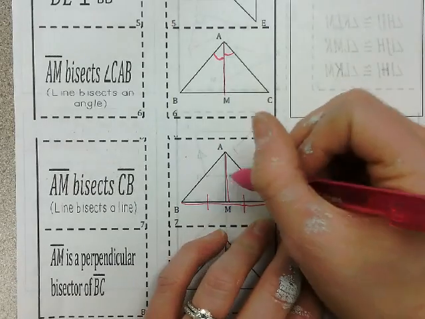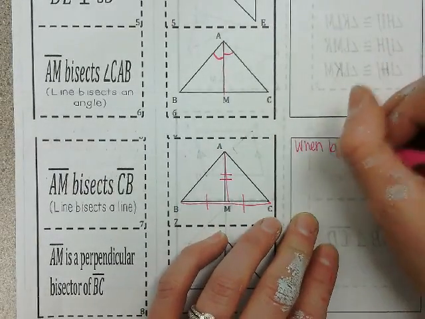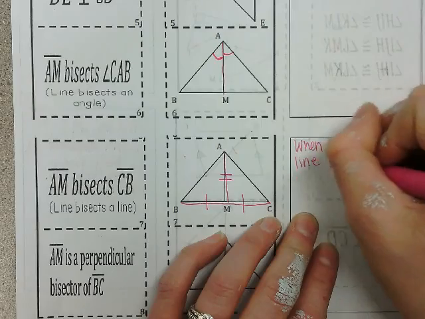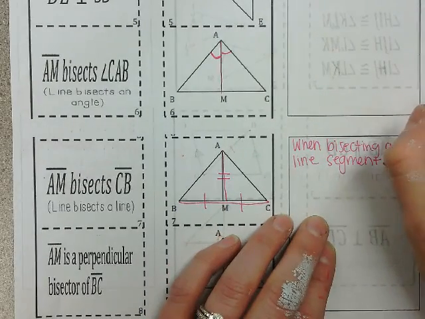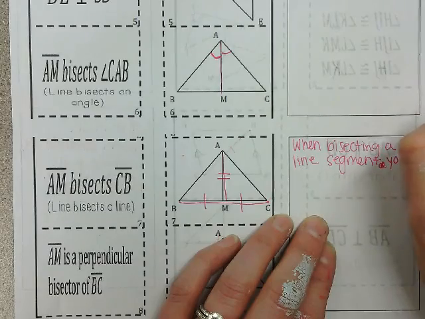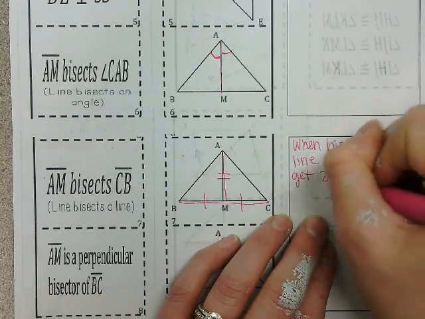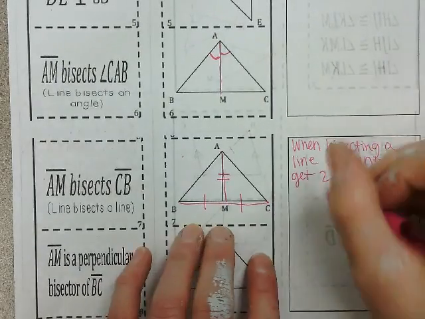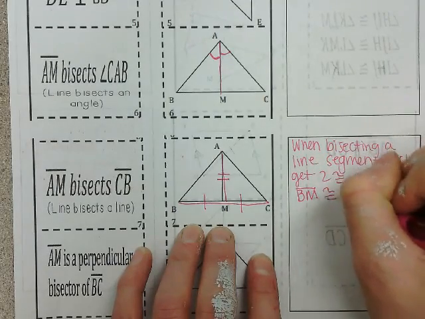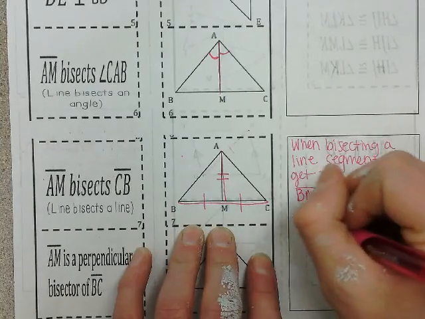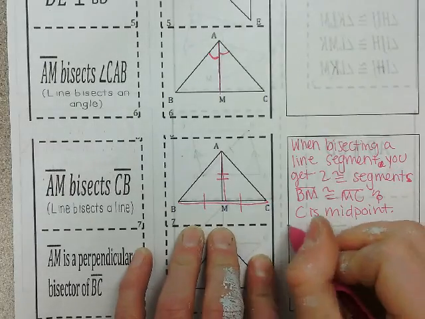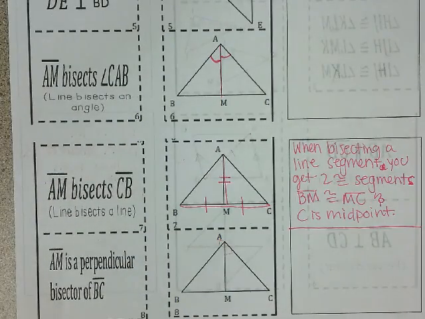When you bisect, that is true, AM is congruent to itself. When bisecting a line segment, you get two congruent segments. All right, I want you to write BM is congruent to MC, and M is the midpoint. I see people say that you bisect an angle at a midpoint. Angles do not have midpoints.